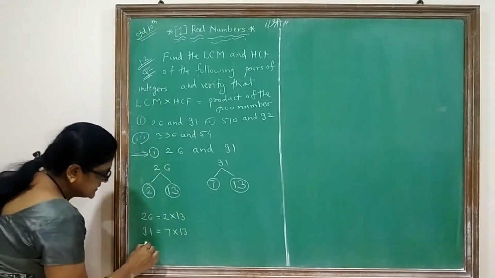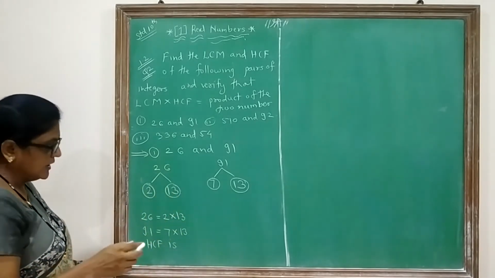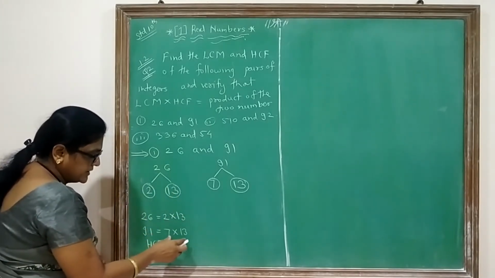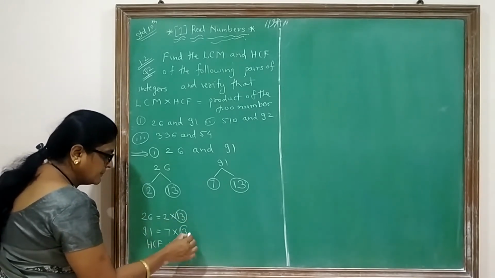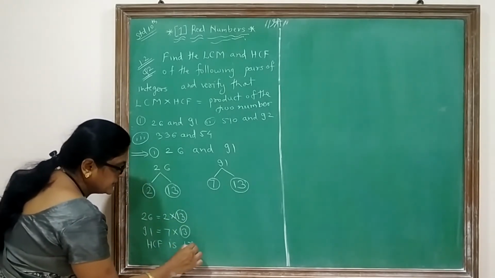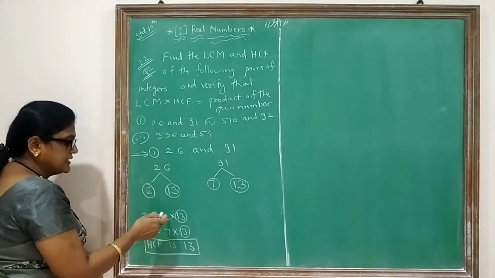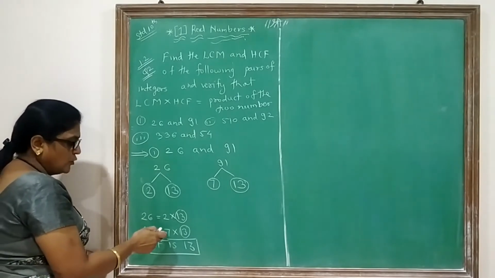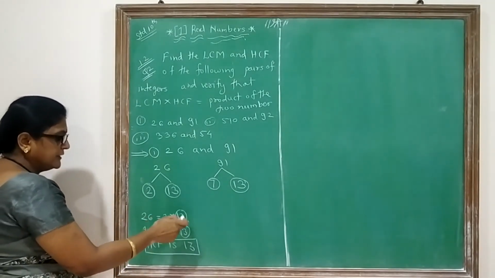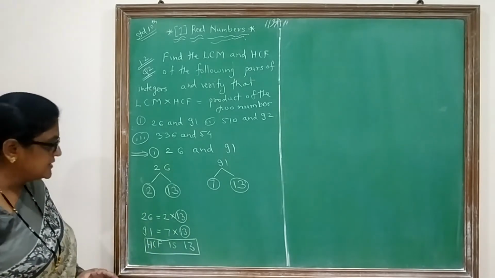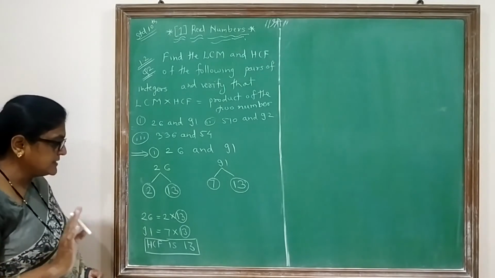Then first you will see its HCF. HCF means, in these two numbers, which common factor is present? This 13 common factor is present. Then your HCF is 13, because 2 is present here but not here, and 7 is present here but not here. Only 13 is present in both numbers. Then you will take only the common term, so HCF is 13.